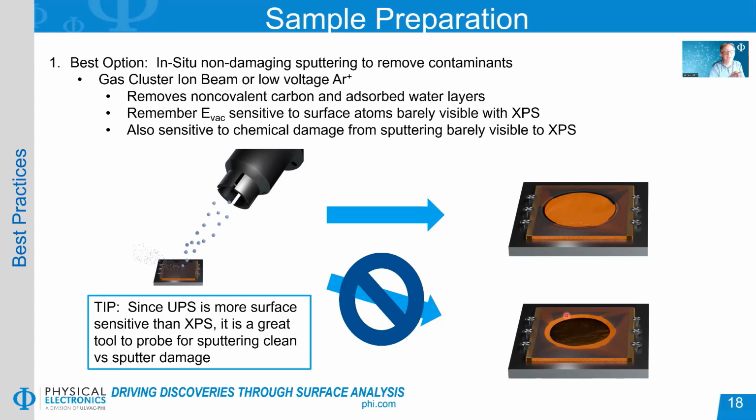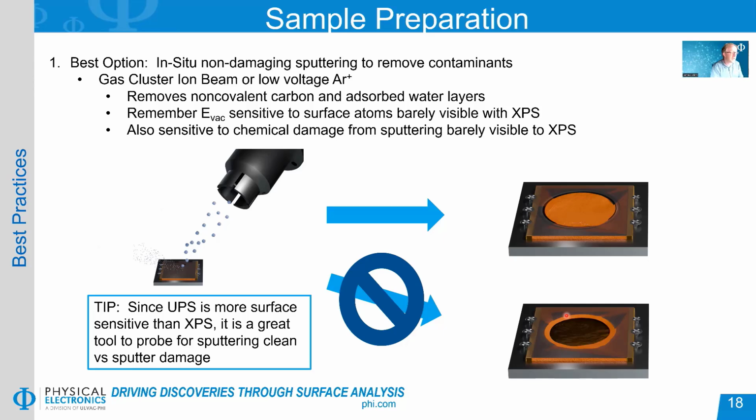Now, because these techniques are so surface sensitive, it is possible to have sputter-induced damage or covalent junk attached to it that is too small to be easily seen in XPS, but can still affect your measurements. So if you're worried about surface contamination or whether you damaged your surface, one way that I recommend checking for that is by doing your sputtering and checking for it, not with the XPS, but with the UPS instead.